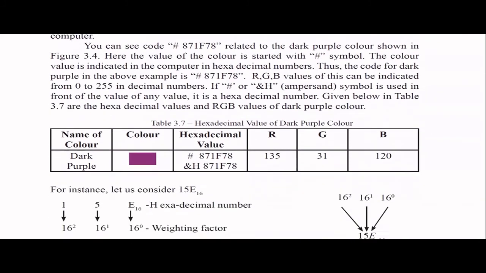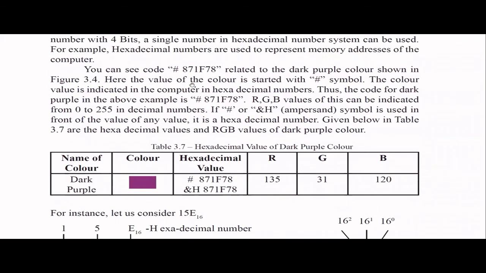In the earlier example, in the color grid, we have something like this. Normally hexadecimal numbers start like this, with a hash, or with an ampersand and capital H. If you see these symbols, the hash or this symbol, it is actually representing hexadecimal values. These are the RGB values. That means red is 87, for G it's 1F, and for B it's 78. That's how it's represented.